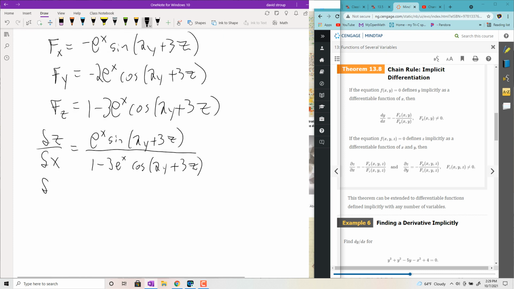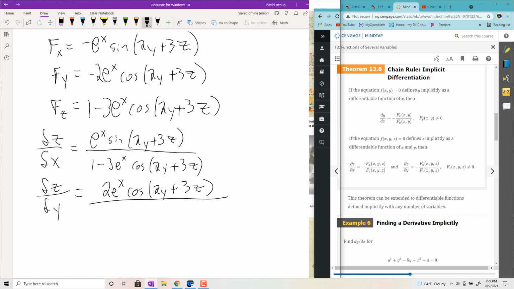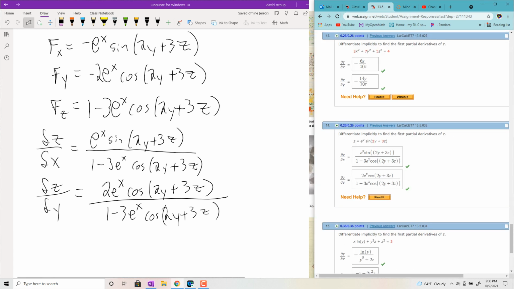The partial with respect to y then is the negative of f with respect to y, which would be negative 2, so positive 2e to the x cosine of 2y plus 3z all over f with respect to z, which is 1 minus 3e to the x cosine of 2y plus 3z. Okay, and then compare and contrast with mine, make sure they're the same. Yeah, those are right. Okay, so for those I just use the formulas.